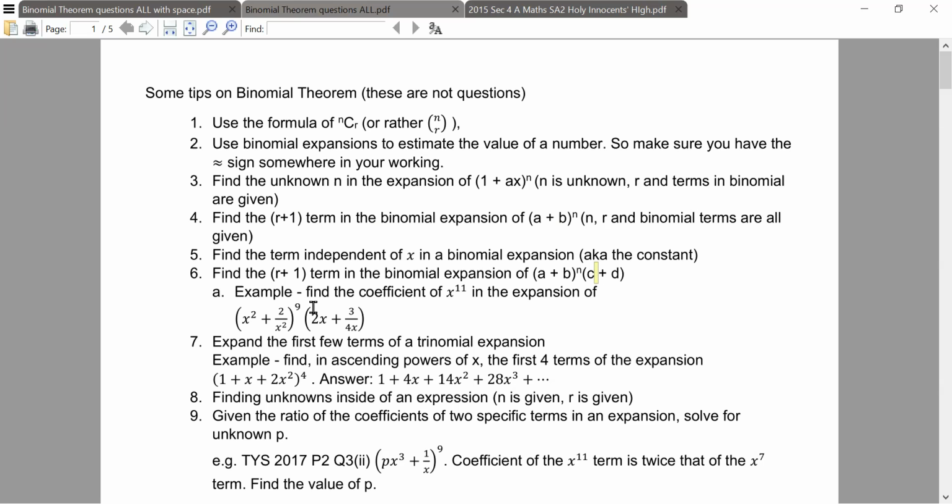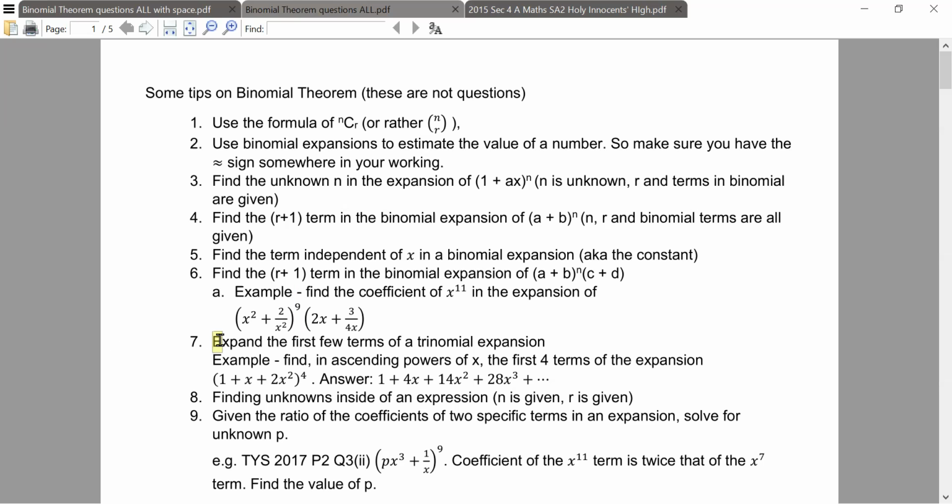They like to make your life difficult. So for example, something like this. You'll be asked questions like this in A-Math. Find the coefficient of x to the power of 11 in the expansion of (x squared plus 2 over x squared) to the power of 9, then you multiply by (2x plus 3 over 4x). So you can imagine power 9. You do not manually expand it. You can, but you do not do it. You use the formula. You need to learn the formula.